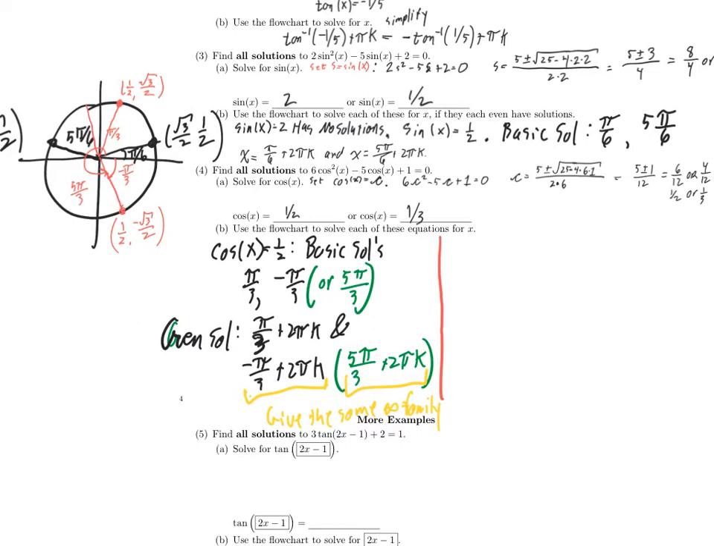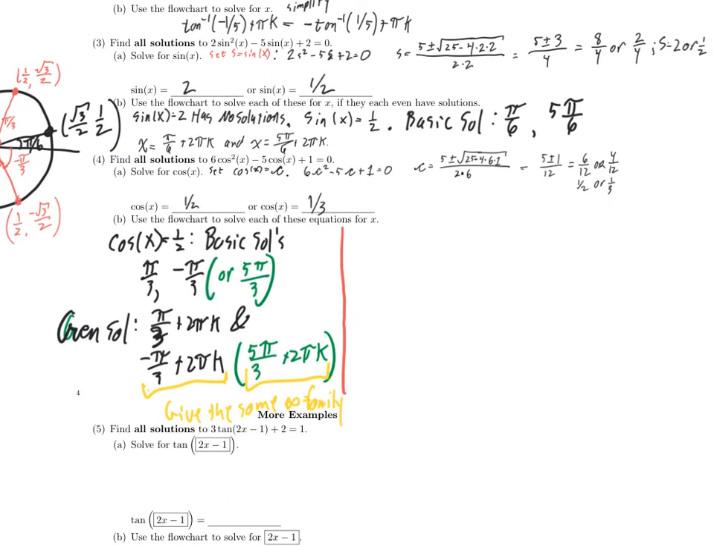The other half is cosine of x is equal to 1/3. 1/3 is not an output that you see on the unit circle, so you just have to use inverse trig functions. So the other infinite family of solutions is cosine inverse of 1/3 plus 2 pi k, and negative cosine inverse of 1/3 plus 2 pi k. So that tells me the full infinite family of solutions.